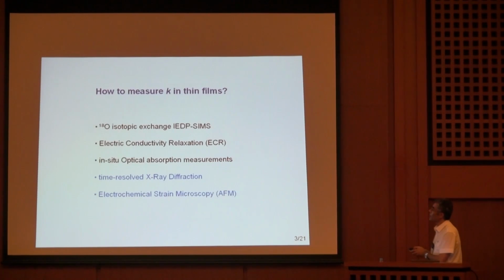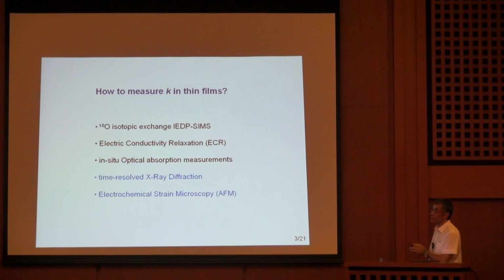And how do we measure this K rate, surface exchange rate, in thin films? There are, one can say, classical methods that some people here are specialized in. One of them is the use of oxygen isotope, oxygen 18, as a tracer. It's called the IEDP technique, Isotopic Exchange Depth Profiling. And the depth profiling is usually measured by secondary ion mass spectroscopy, SIMS. I will give some details about it.